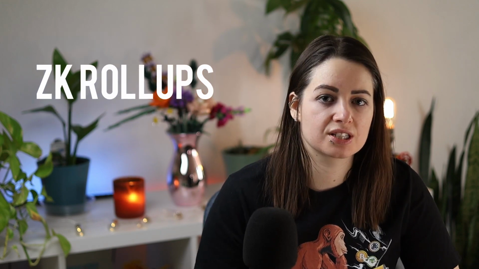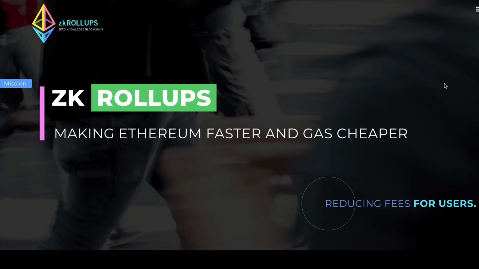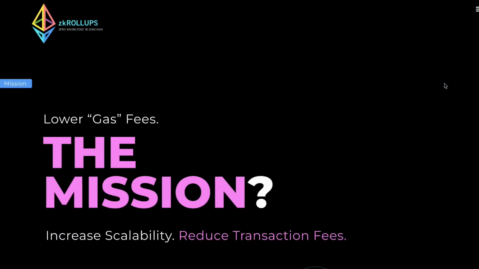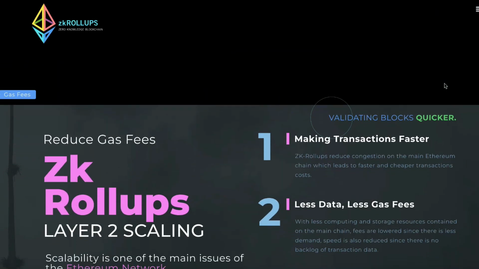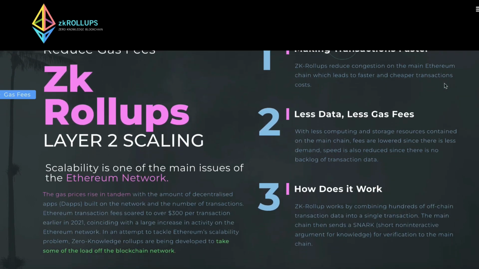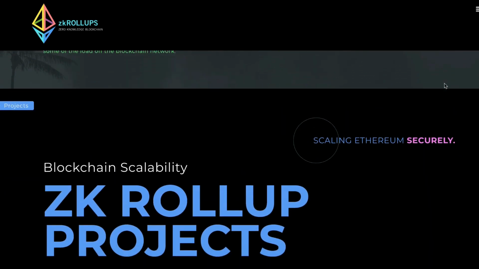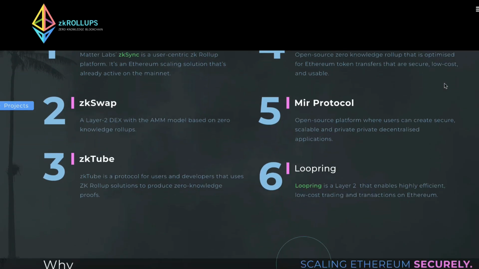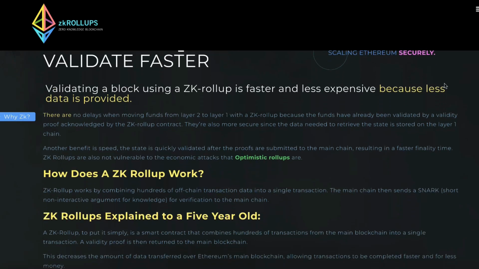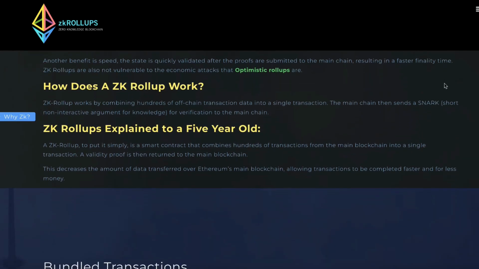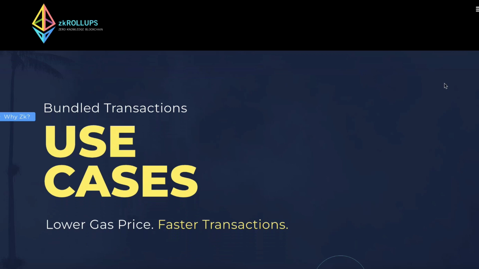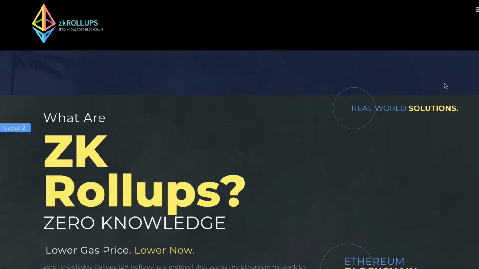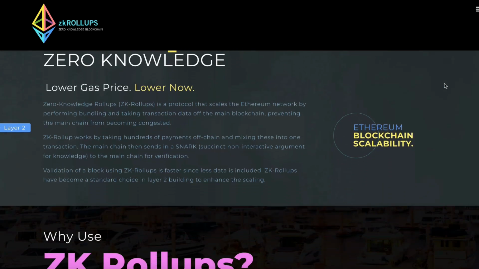Another type of scaling solution is ZK rollups. The name ZK rollup stands for zero-knowledge rollup, and it describes the two key components of the solution: zero-knowledge proofs and rollups. Zero-knowledge proofs are a cryptographic technique that allows one party to prove to another that they know a certain fact without revealing any additional information. Rollups, on the other hand, are a technique that bundles multiple transactions into a single batch that is processed and recorded on the blockchain. So combine them, and you get ZK rollups.